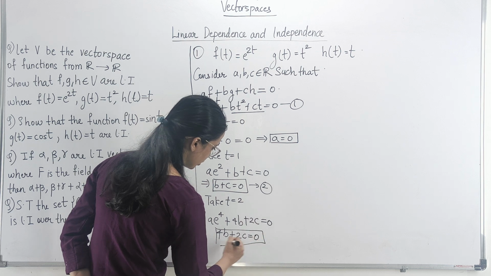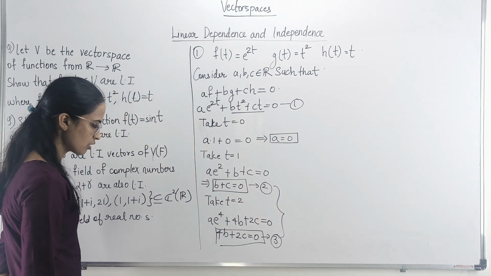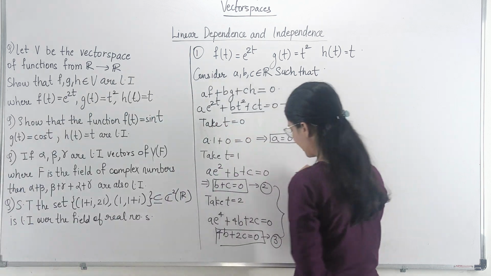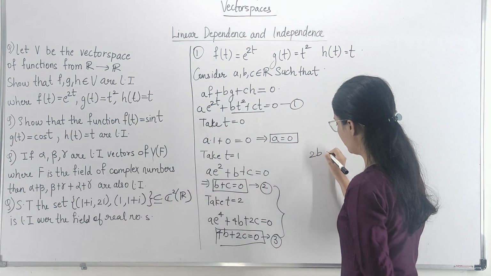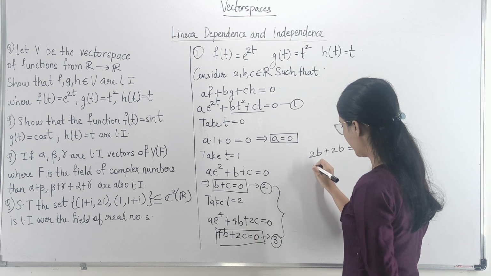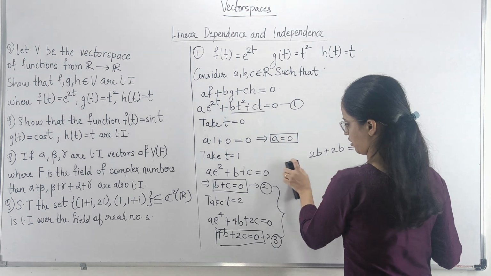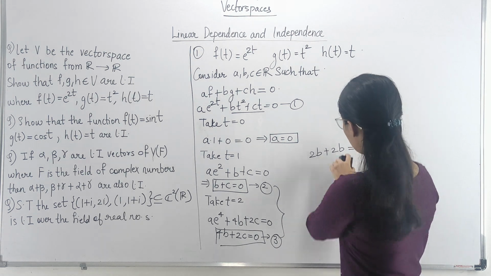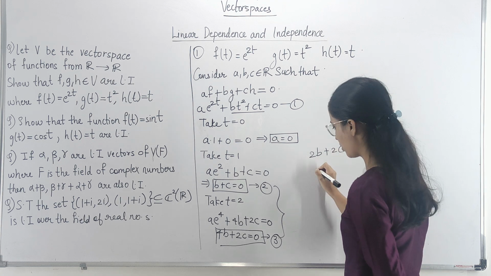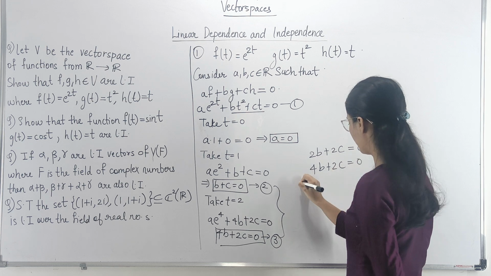This is your equation number 3. Now when you simultaneously solve these two equations, what you would do is multiply equation number 2 with 2, so we get 2b plus 2c equals 0. So sorry, it is 2b plus 2c, and this is 4b plus 2c equals 0.